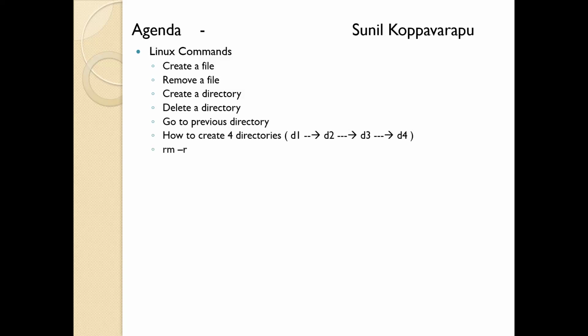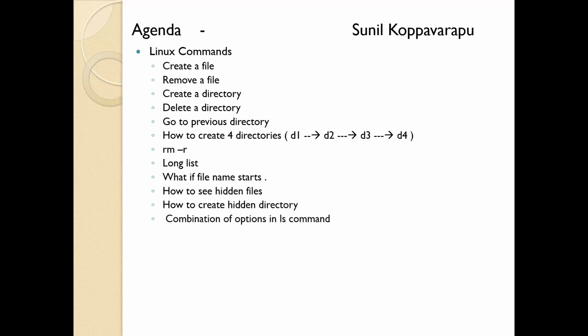Very important, rm -r command, very important. Listing of the files, listing of directories. What happens in Linux when a file name starts with dot? Important. How to see hidden files, how to create a hidden directory. Combination of listing options, which is frequently used in Linux. How can we copy a file? Pipe command, which is frequently used. So these are all our plan for today's session.